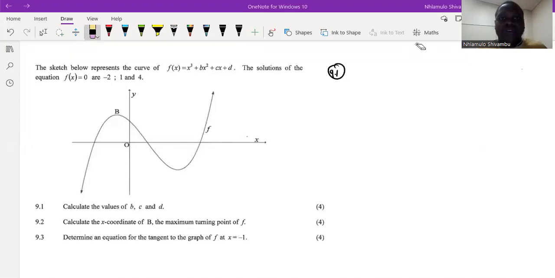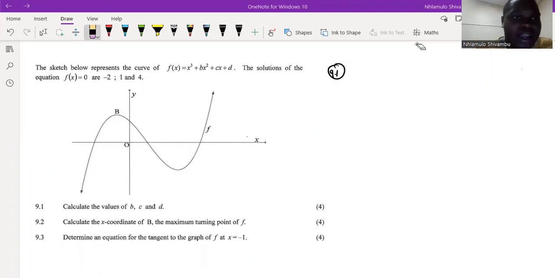Hi, grade 12s. In this video, we're going to look at cubic functions as we start preparing for the upcoming final examinations. So in this picture, you can see a cubic function sketched, and it is very important for students to identify cubic functions by looking at the equation and also by looking at the sketch.